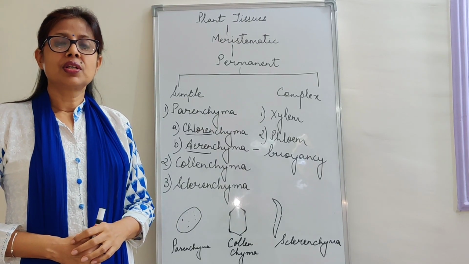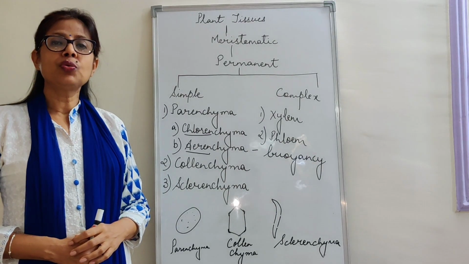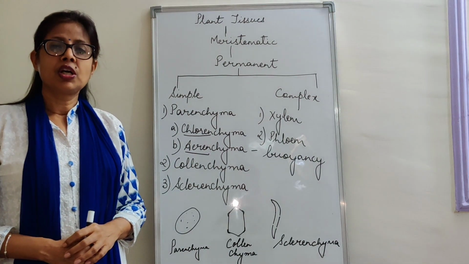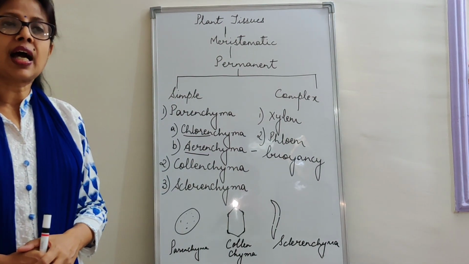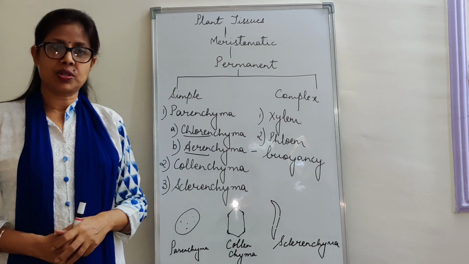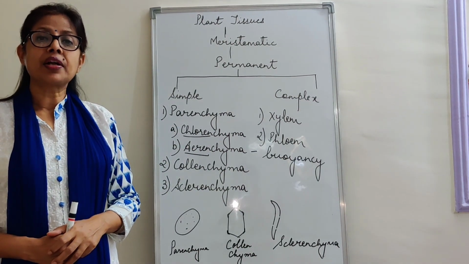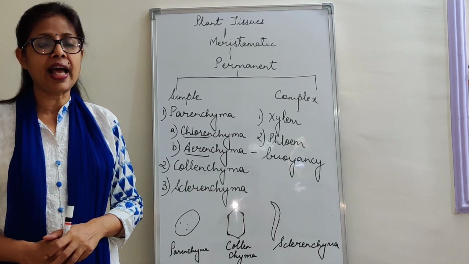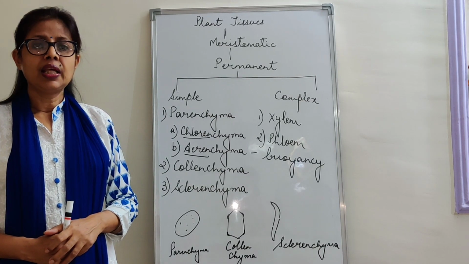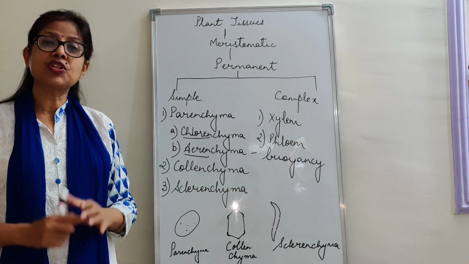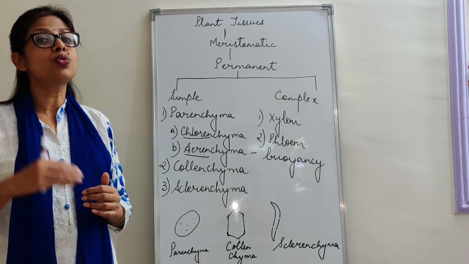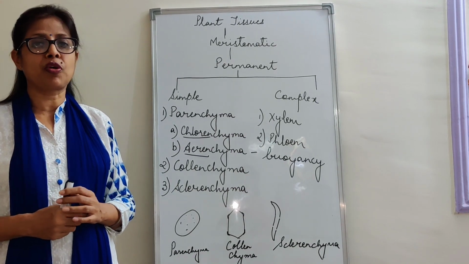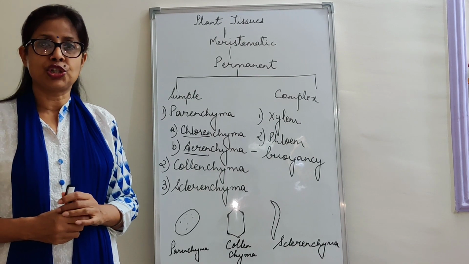Hello students, today I will be teaching you about plant tissues. First of all, let's understand what tissues are. Tissues are a group of cells which are similar in their structure and function. That means cells which look alike and perform the same type of function are called tissues.